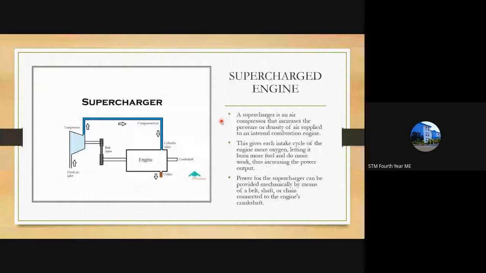Next, there are two terms I had told you: supercharger and turbocharger. This is the schematic diagram of a supercharger. So you can see here how the supercharger is connected.